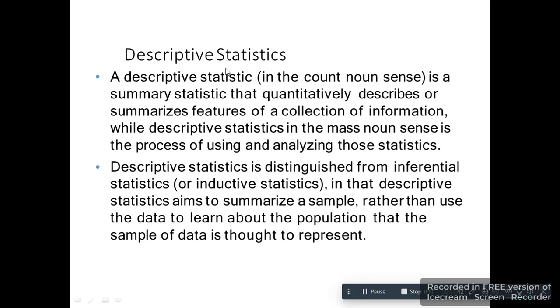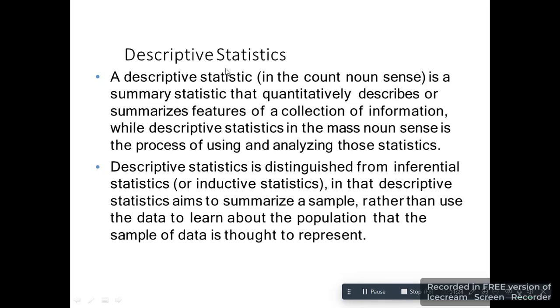Descriptive statistics is a summary statistic that quantitatively describes or summarizes the features of a collection of information, while descriptive statistics in a mass noun sense is the process of using and analyzing those statistics. Okay, in other words, we can say that descriptive statistics are brief informational coefficients that summarize the given data set, which can be either a representation of an entire population or a sample of a population.